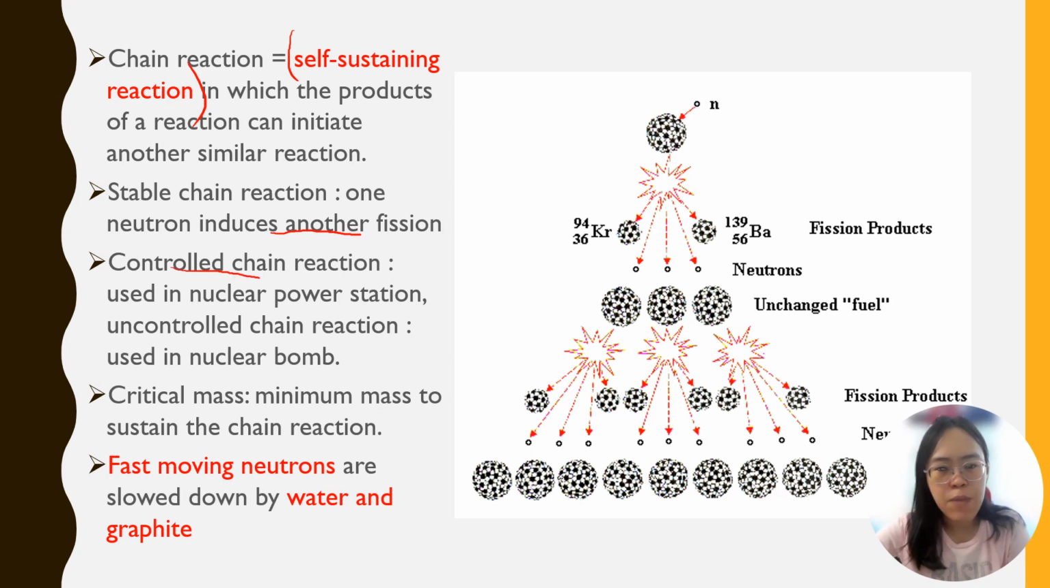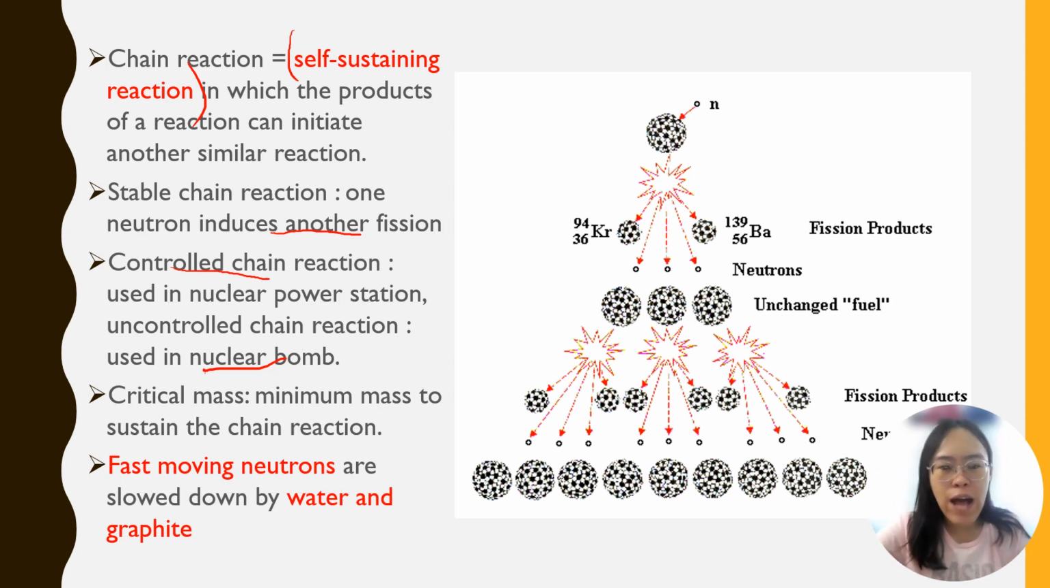Controlled chain reaction, that is, we have to control it, because if you keep bombarding and keep releasing more and more neutrons, at the end it may become an uncontrolled condition. So we must control the number of neutrons, so that the nuclear energy that is produced is under control. So controlled chain reaction is usually used in a nuclear power plant. If it is uncontrolled, it is used to produce a nuclear bomb. So actually a nuclear bomb has a very great destructive power, because it is an uncontrolled chain reaction.